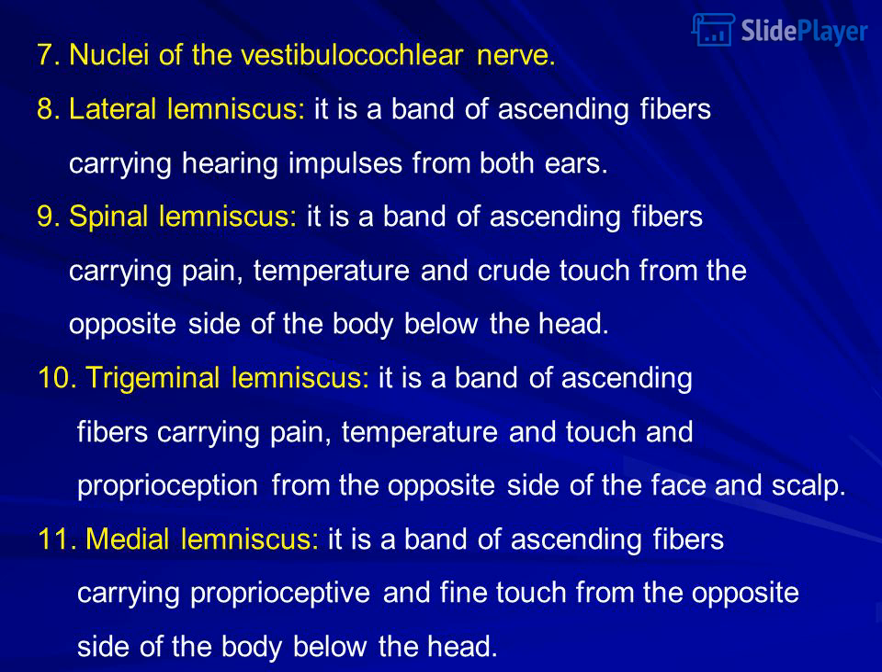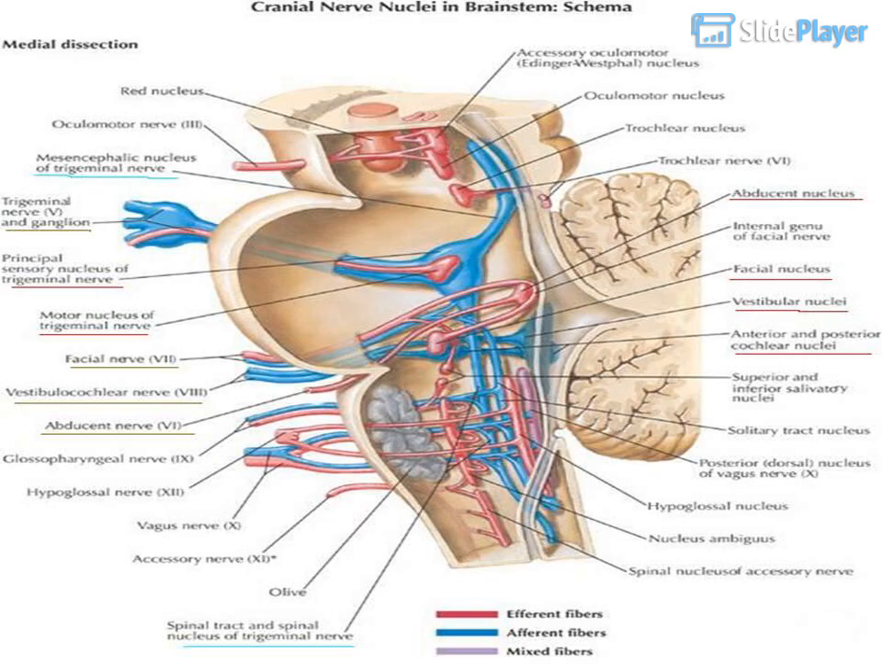10. Trigeminal lemniscus, a band of ascending fibers carrying pain, temperature, touch and proprioception from the opposite side of the face and scalp. 11. Medial lemniscus, a band of ascending fibers carrying proprioceptive and fine touch from the opposite side of the body below the head.